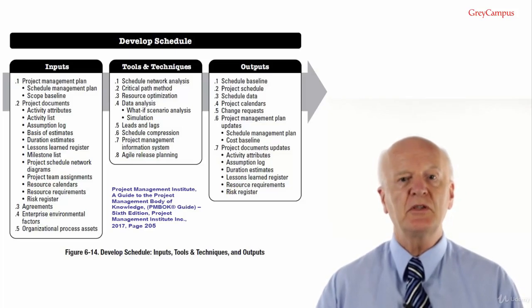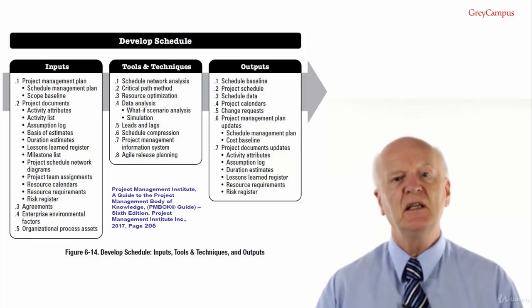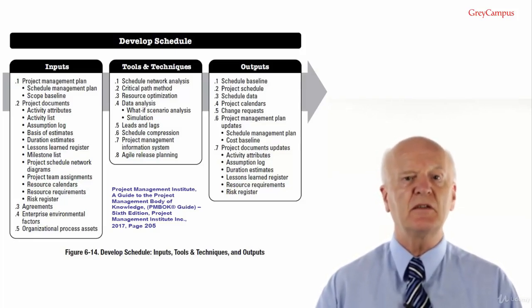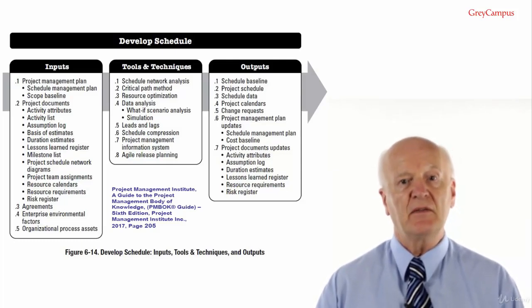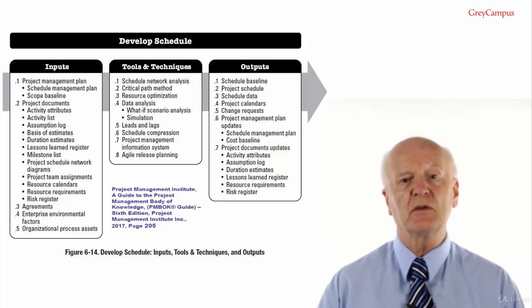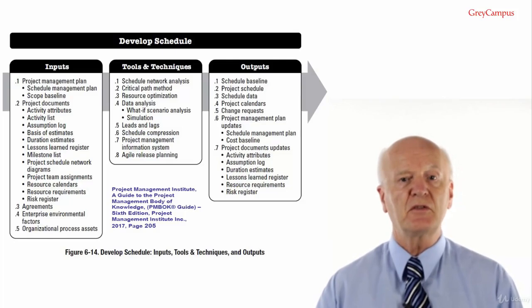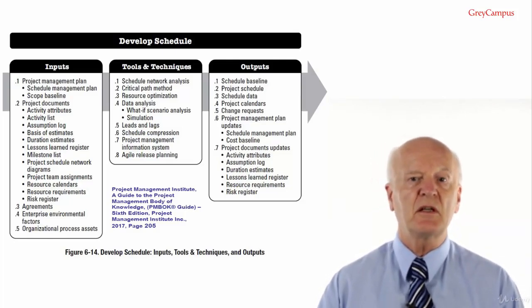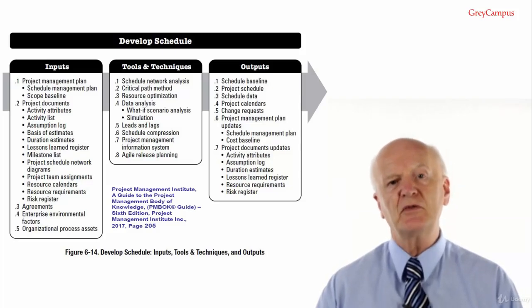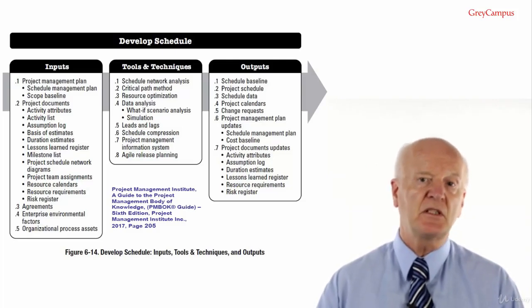Number 2, project documents. Project documents that can be considered as inputs for this process include activity attributes. These can hold a lot of information about activities and the interdependencies. Activity list. This is the chart created as an add-on to the work breakdown structure, identifies all the activities to be included in the schedule model. Assumption log. Assumption log contains records of the assumptions that may give rise to individual project risks and may impact the project schedule.